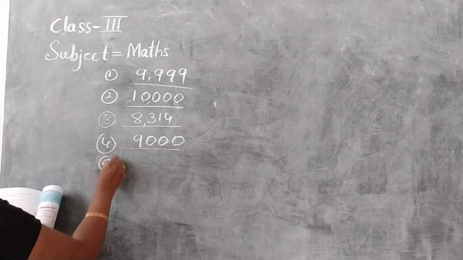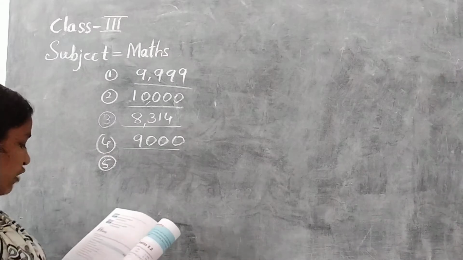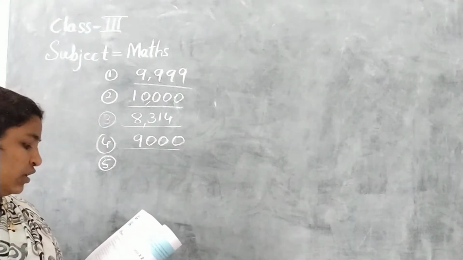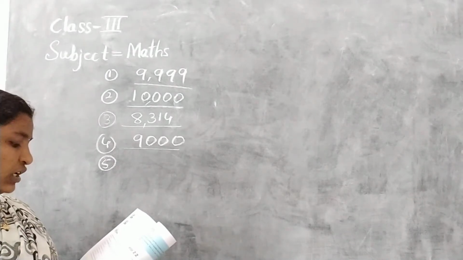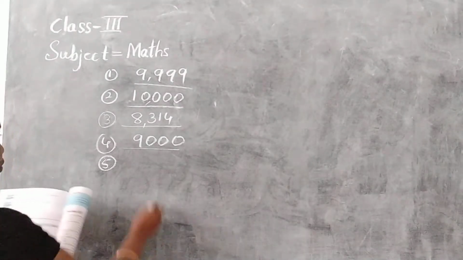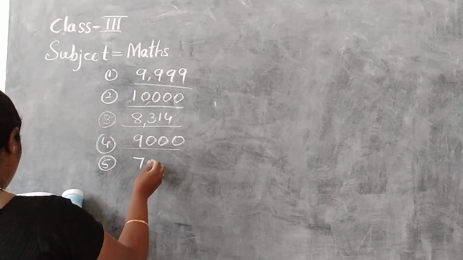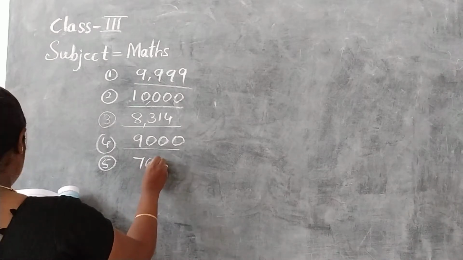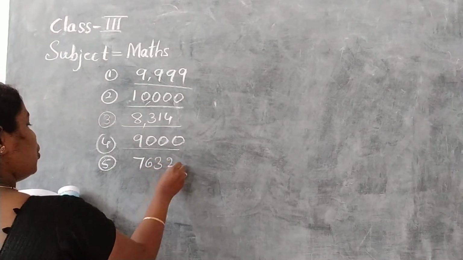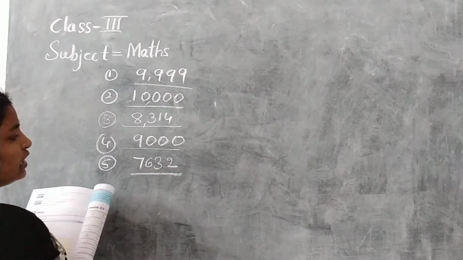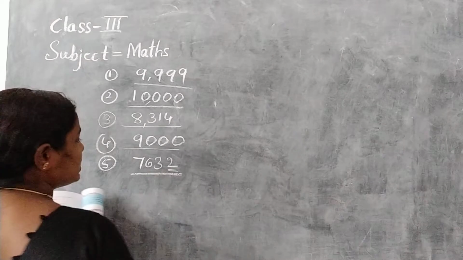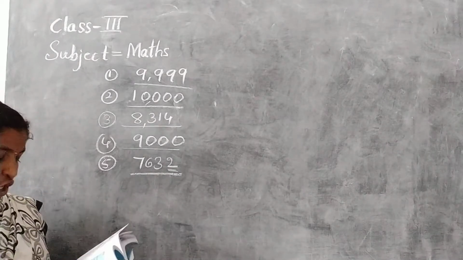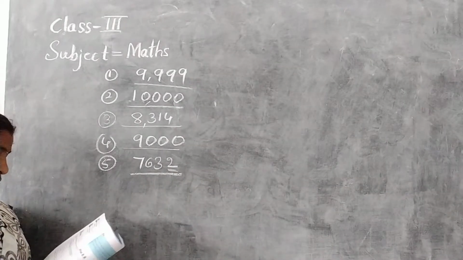Next, fifth one. The even number out of 8,121, 1,843, 7,632. So, the numbers which have 0, 2, 4, 6, 8 in the ones place are known as even numbers. So, this number is having 2 in ones place. So, this is the even number.